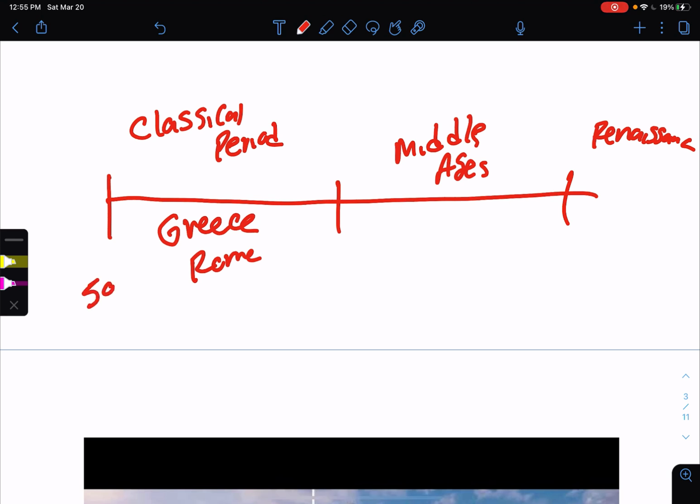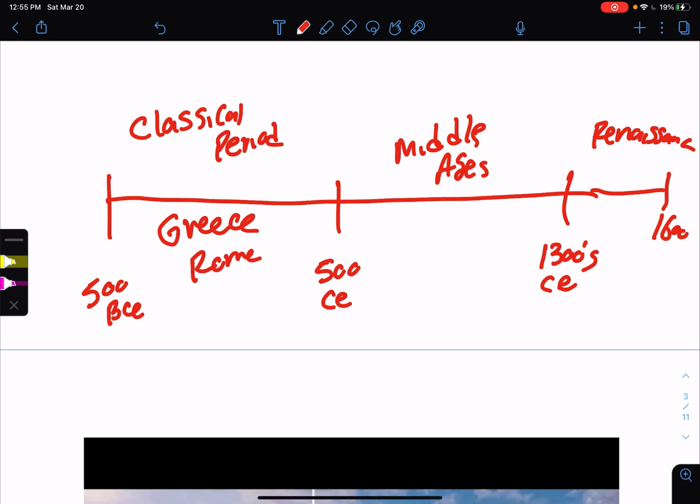This is 500 BCE. This is 500 CE. This is 1300s CE, and all the way to the 1600s for the Renaissance, right? So the Gothic period is about here. Okay, this is the Gothic period. There's other developments that happen in the Middle Ages. I'm not going to talk about them. This is the classical period, and this is the Renaissance. Remember, Renaissance means rebirth. So that's the Gothic period.